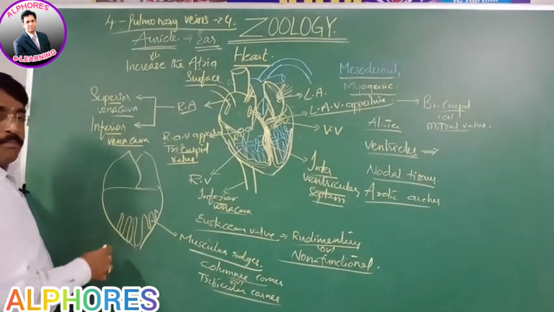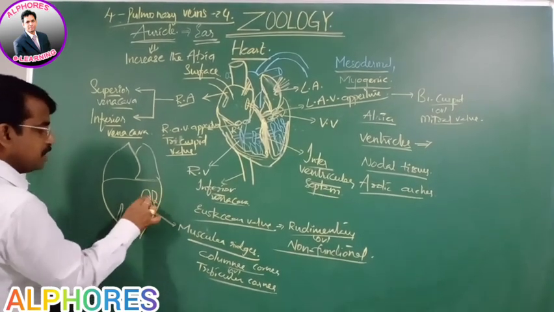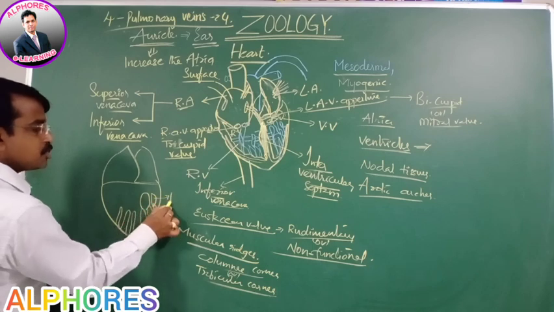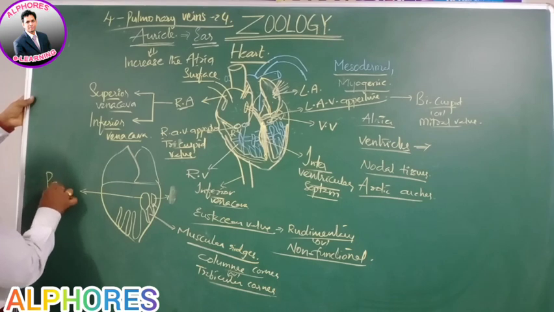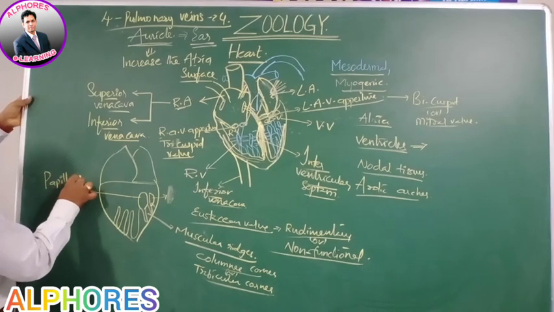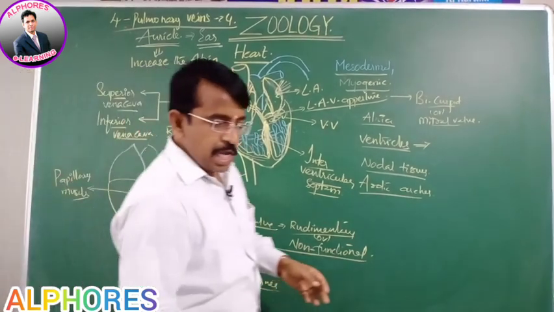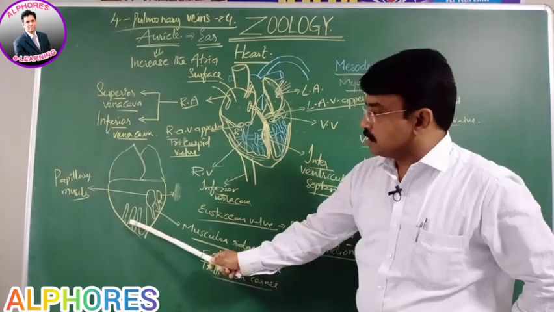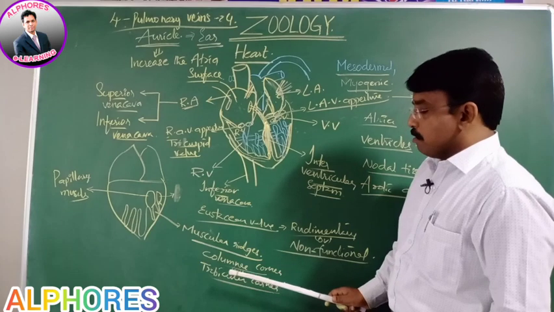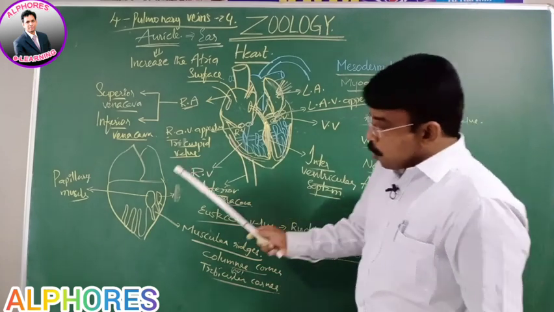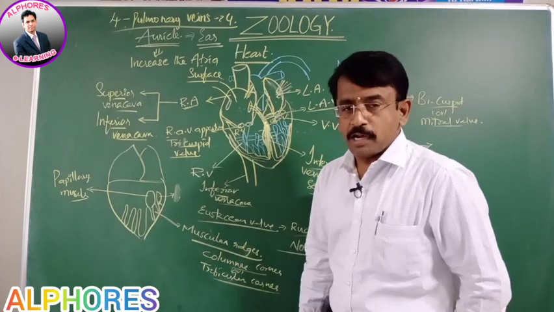Some of these muscular ridges are larger. These larger muscular ridges are named the papillary muscles. I repeat, the wall of the ventricle raises into muscular ridges, named the columnae carneae or trabeculae carneae. Among these, some of the muscular ridges are large, named the papillary muscles.